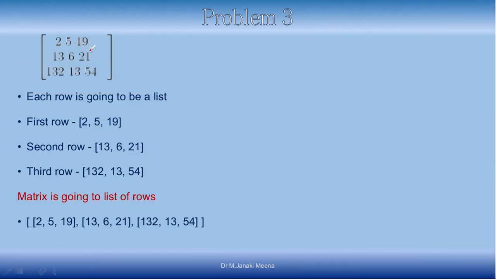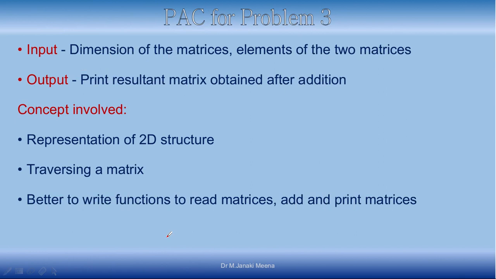So when you want to represent this 2, 5, 19, these things, each row is going to be a list. So the first row will be 2, 5, 19. Second row will be another list, 13, 6, 21. Third row will be another list, 132, 13, 54. And the matrix is going to be the first list followed by the second list followed by the third list. This is how the matrix is going to be.